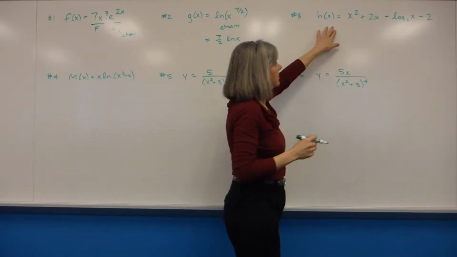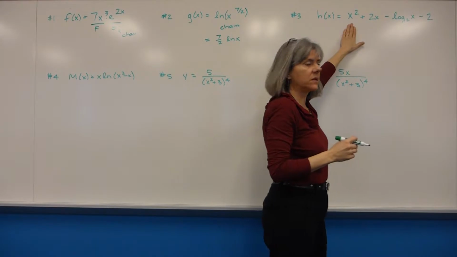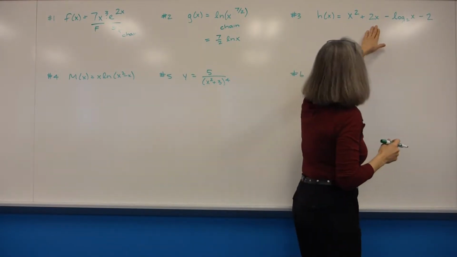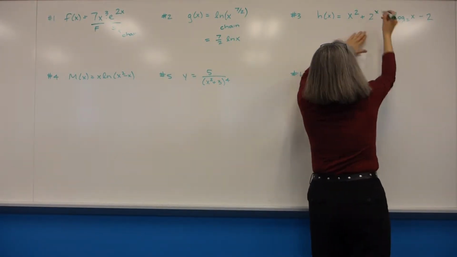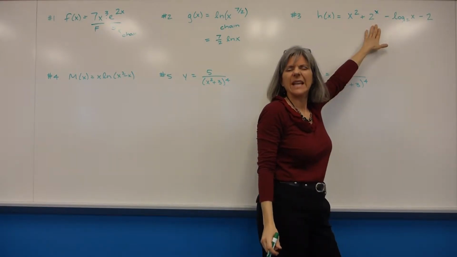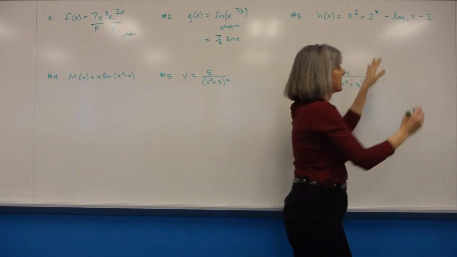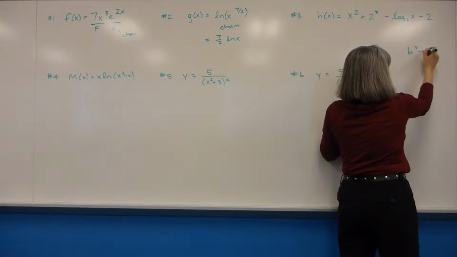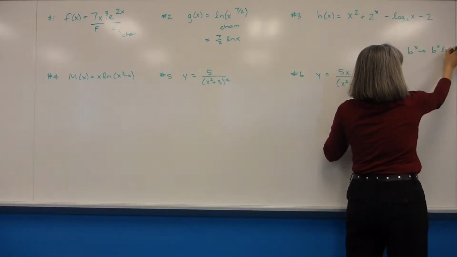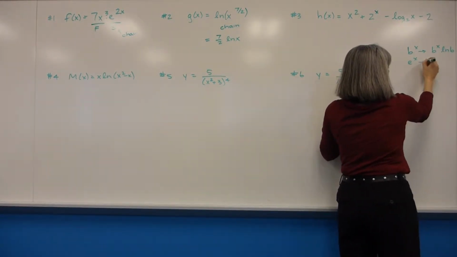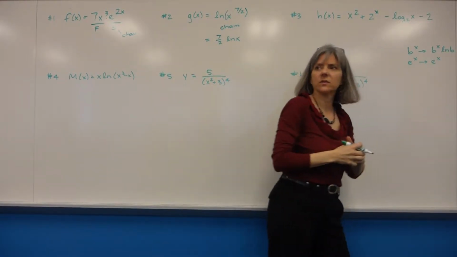What about this one? Basic? Yes. Did I write that down right? Is that a basic? Yeah, it is. It's a b to the x. So remember that b to the x goes to b to the x ln b. It's similar to e to the x, but not quite. It's got an extra little factor.